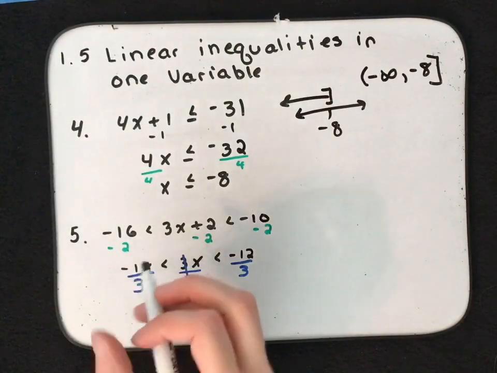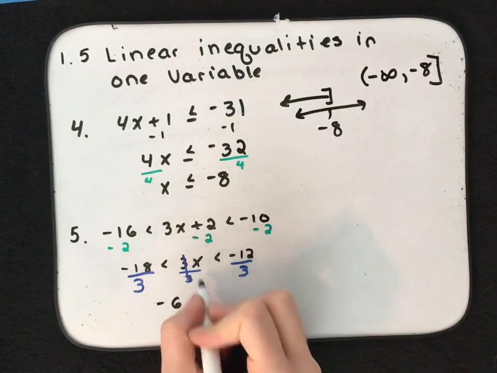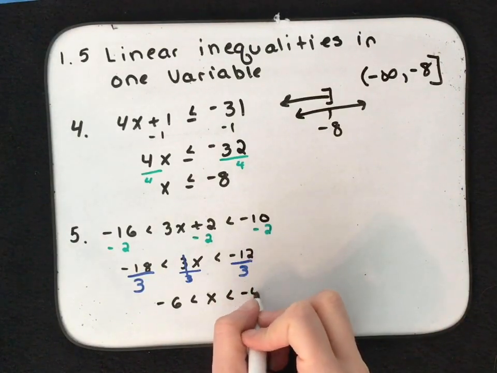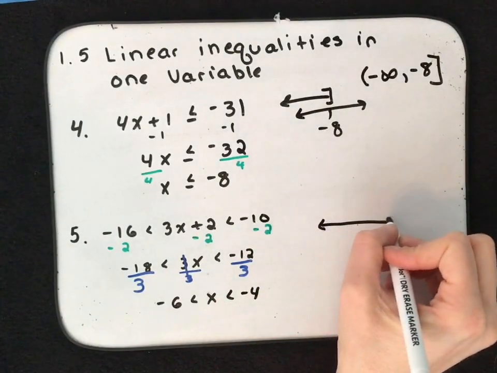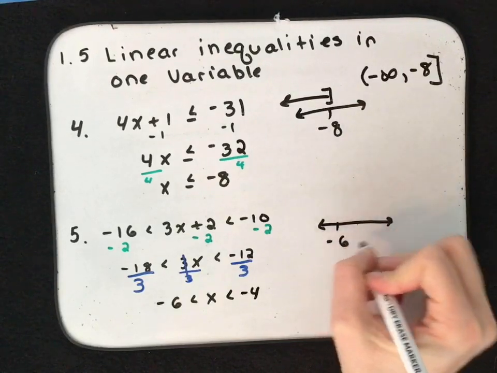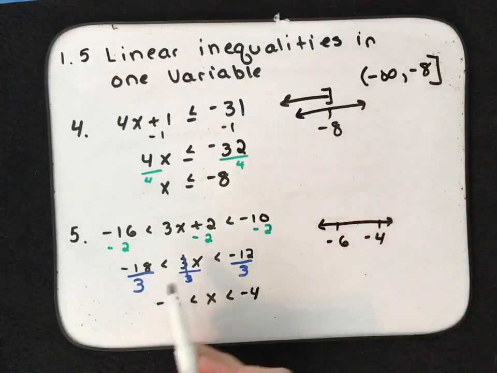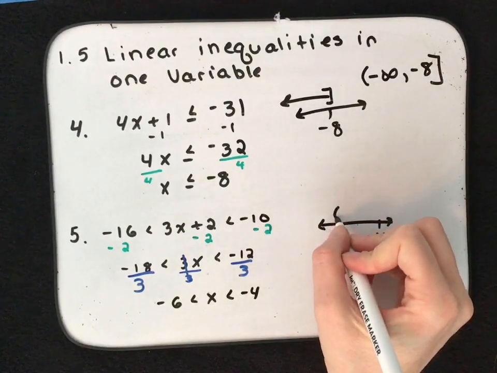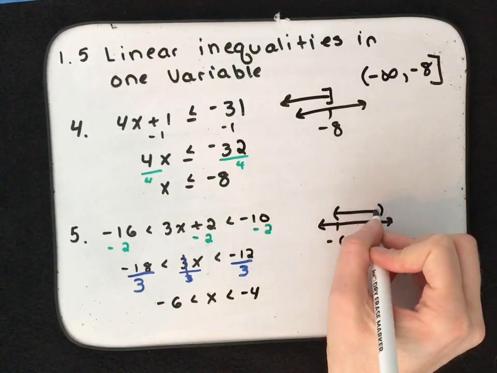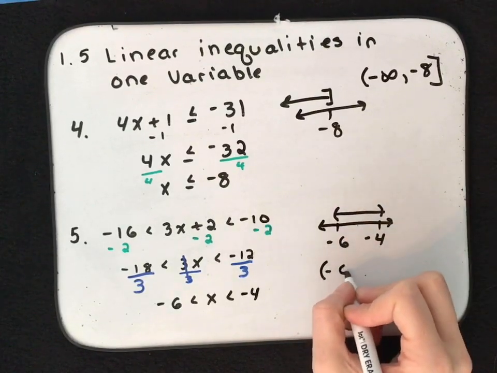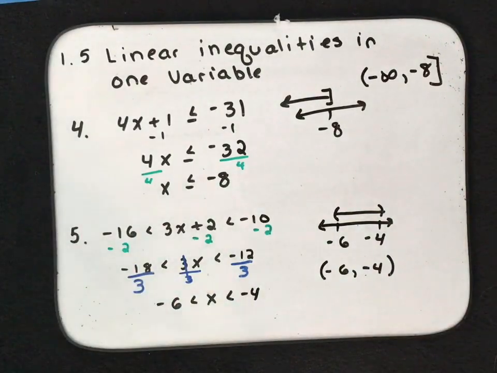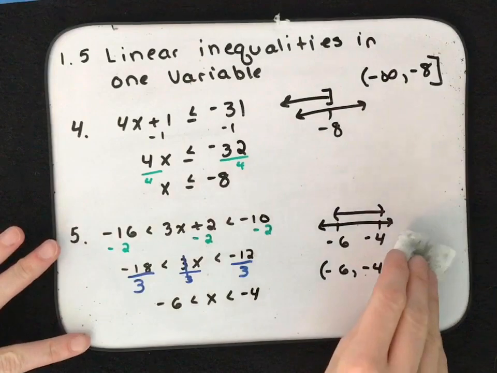Negative 18 divided by 3 is negative 6. We have the x. Negative 12 divided by 3 is negative 4. So let's position this on our number line. Notice we did not change the inequality symbols because we are not dividing by a negative value. So this is saying negative 6 is less than x, and x is less than negative 4. So we need a parenthesis at both, and our interval notation would look like negative 6, negative 4, with parentheses at both. Let's keep going.